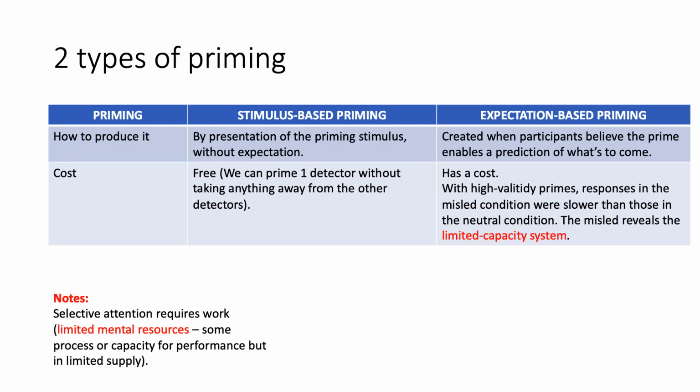With high validity primes, responses in the misled condition were slower than those in the neutral condition. The misled condition reveals the limited capacity system. Notes: selective attention requires work, limited mental resources, some process or capacity for performance, but in limited supply.